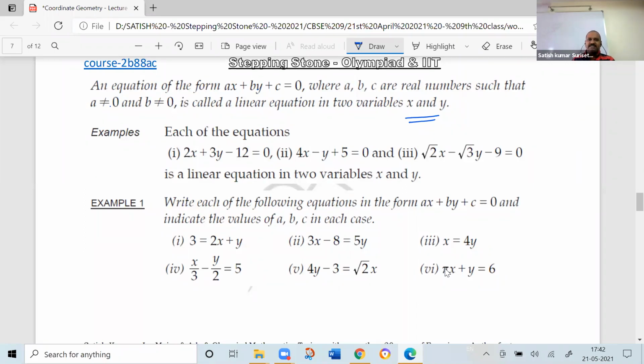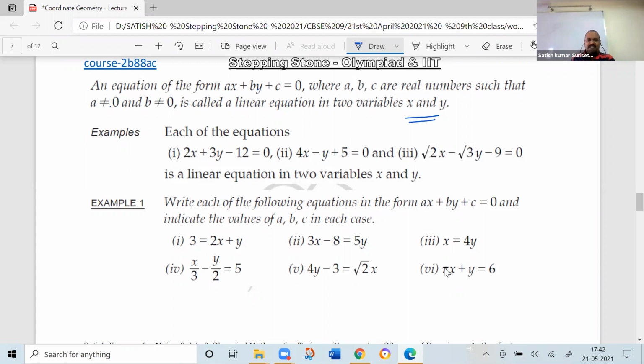Now, examples. Each of the equations 2x plus 3y minus 12 equals 0, 4x minus y plus 5 equals 0, and root 2 x minus root 3 y minus 9 equals 0 is a linear equation in two variables x and y. Let us discuss a few problems now.